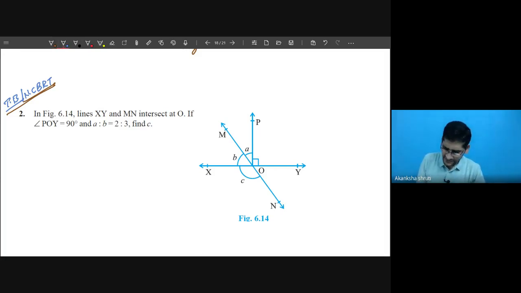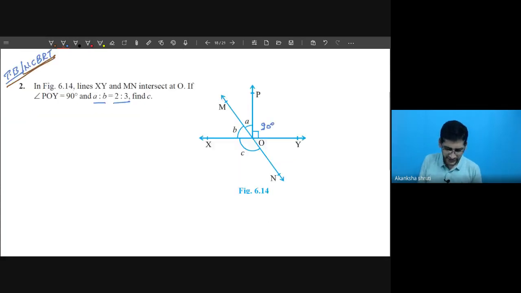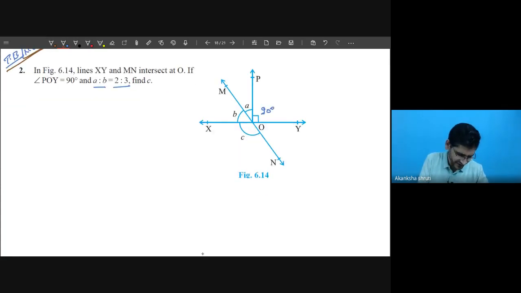In this case, XY and MN are two straight lines which are intersecting at O. If angle POY is equal to 90 degrees, it is given that POY is 90 degrees. So observe in this figure, it is 90 degrees. It is given. Then A to B is given as 3:2. Then we want to find C. Let me redraw this figure once again.